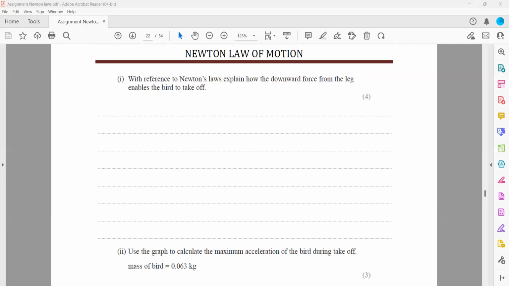Is it clear, this part? So you will mention the bird will push the ground downward. According to Newton's third law, the ground will also exert an upward force. And that upward force is more than the weight or the gravitational pull on the bird, which creates a resultant force. And whenever there's a resultant force, according to Newton's second law, the object will accelerate. So the bird will accelerate upward.